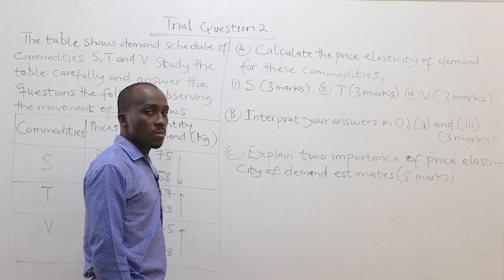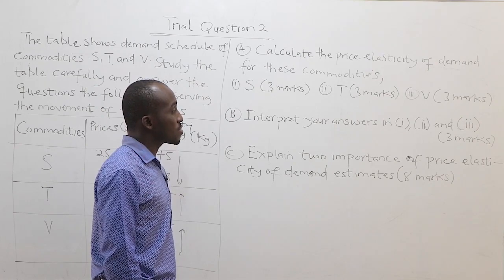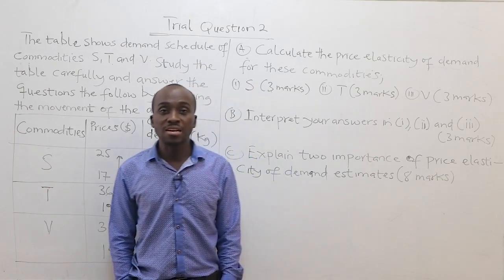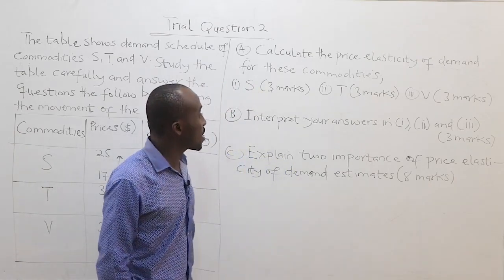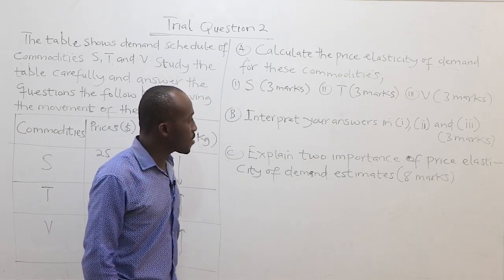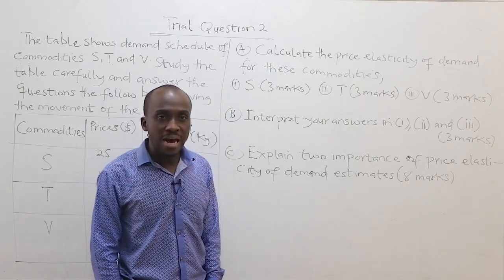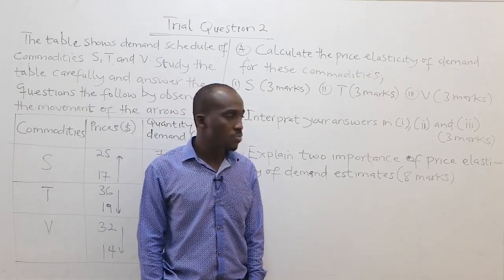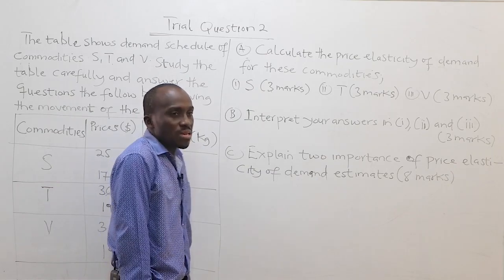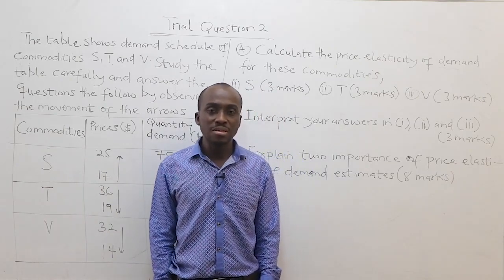Commodity X, 3 marks. Commodity T, 3 marks. Commodity V, 3 marks. B, interpret your answers in (i) and (ii). What do the answers you got in (i) and (ii) mean? What does it mean? C, explain 2 importance of price elasticity of demand estimates. What's the importance? We explain what is the importance of knowing the price elasticity of demand estimate.